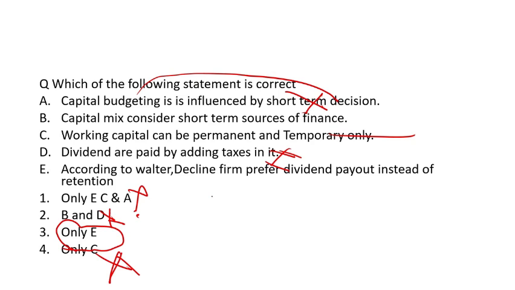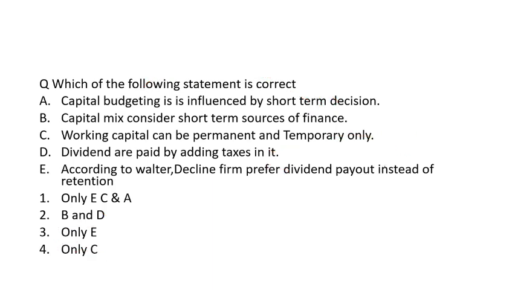Okay, now the last statement check. According to Walter, a declining firm prefers dividend payout instead of retention. Walter has given three conditions: r is equal to k, r is greater than k, r is less than k.